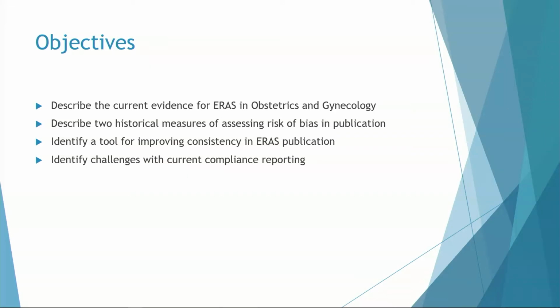So this morning we're going to be talking about a brief overview of the current evidence of ERAS in obstetrics and gynecology, and this is rapidly updating. The slides are already out of date because people keep publishing at a record pace. We're going to talk about 2 historical measures for assessing risk of bias, and sometimes we use that as a proxy for quality. But we're also going to be talking about a tool for improving consistency in ERAS publication and identifying challenges with current compliance reporting and how that affects the way we're looking at our data.